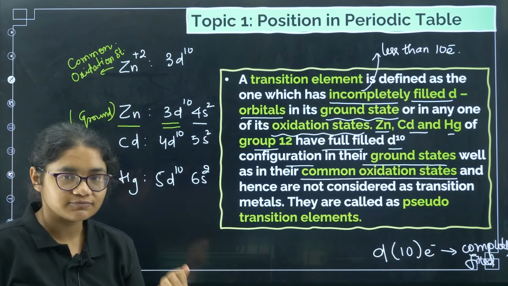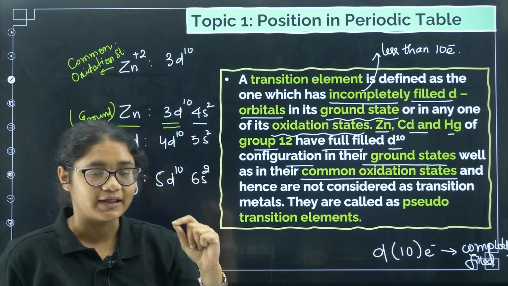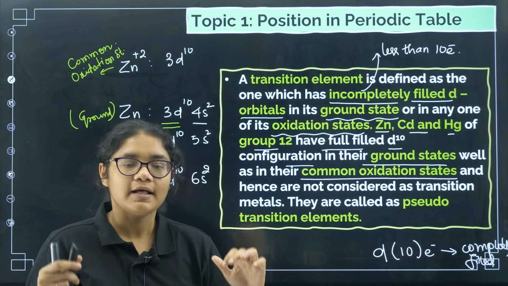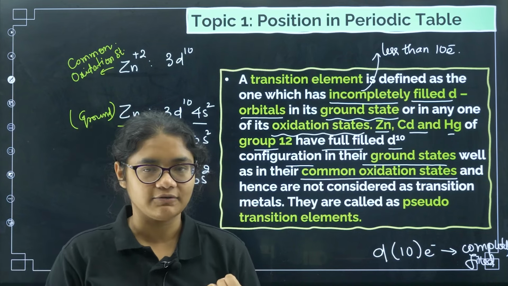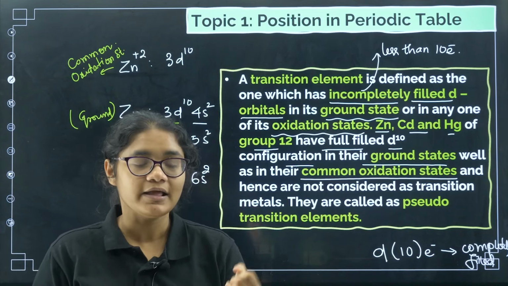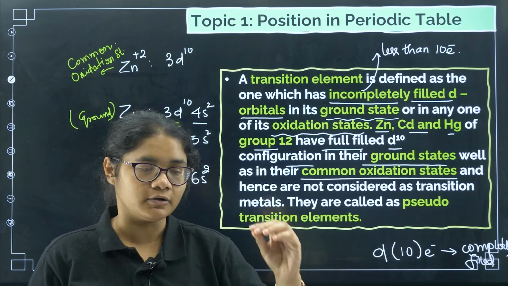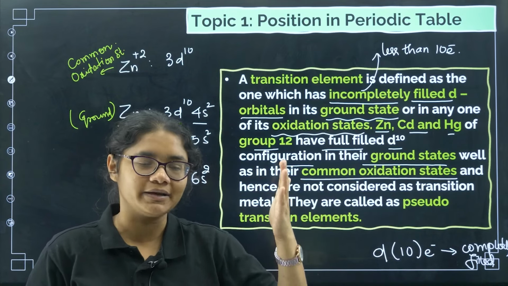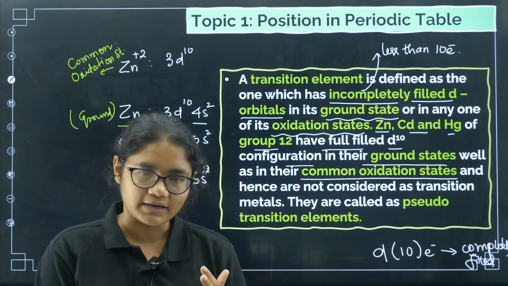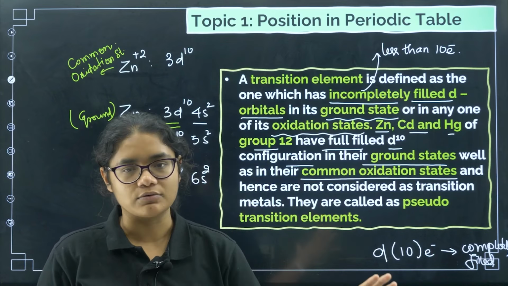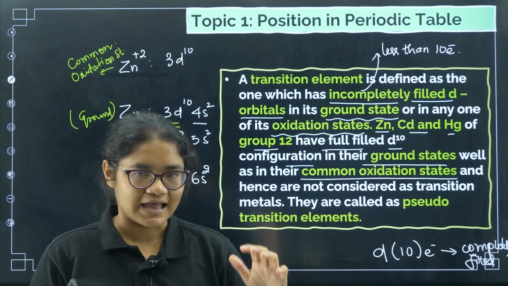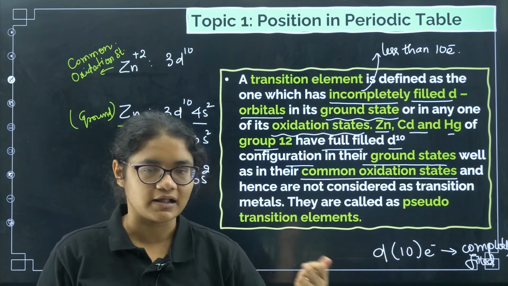Now when the d orbital is fully filled in both the cases, then we cannot call it a transition element. So what is the criterion of a transition element? The d orbital should be incompletely filled. What I mean by incompletely filled is that it should not have 10 d electrons. There should not be 10 electrons in the d orbital. It should be less than 10. So it should be incompletely filled either in its ground state or in the common oxidation state. If any one of these is happening, then we can call them a transition element.